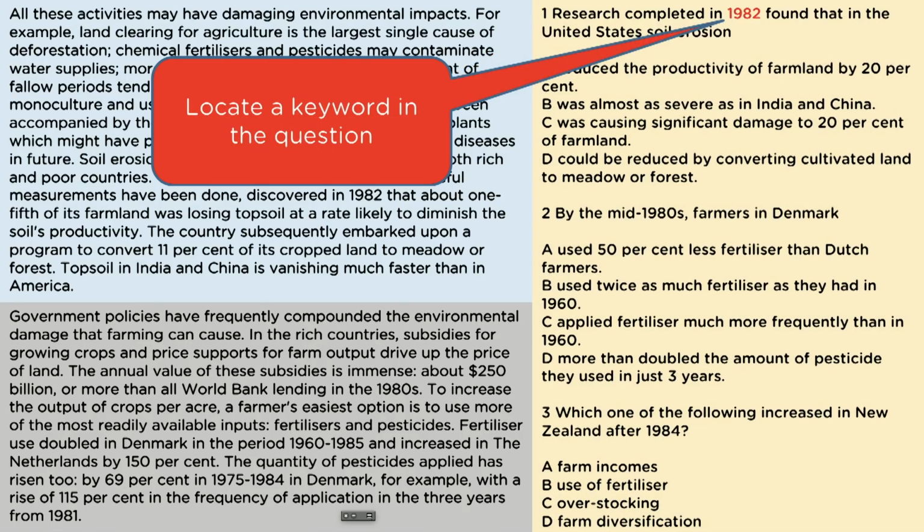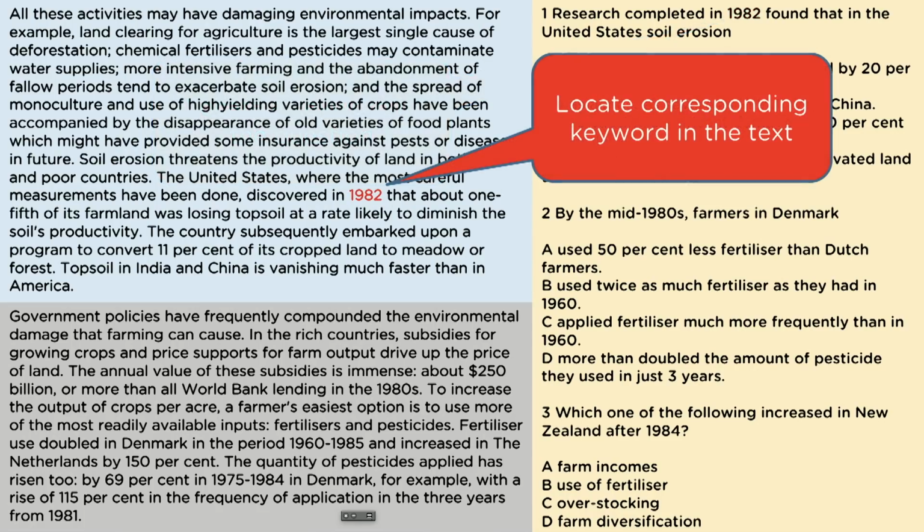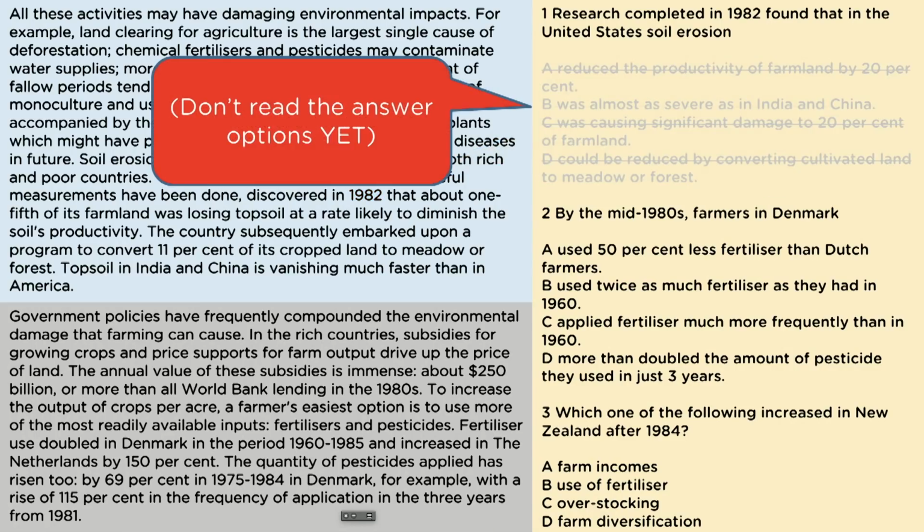Now you'll locate a keyword in the question, right? Let's say you've located the keyword 1982, or it could be United States, or it could be soil erosion. One of those are certainly keywords, because next thing you want to do is locate that corresponding keyword in the text. See that word there, 1982? So you've found the part of the text in which you need to read more carefully to select the right answer. Now, you don't want to read the answer options yet, right?